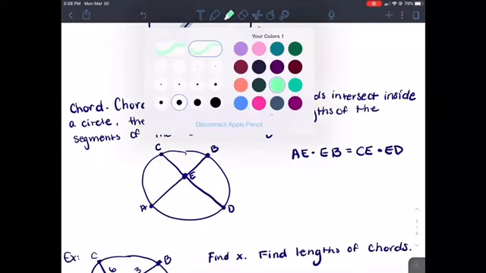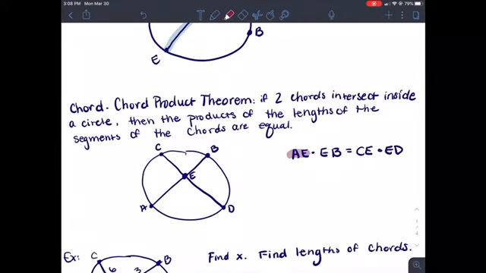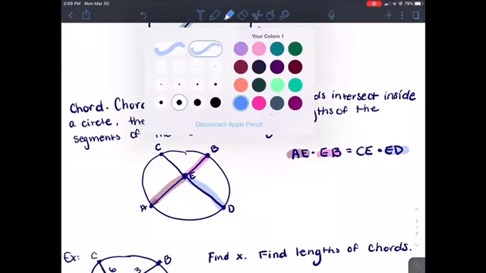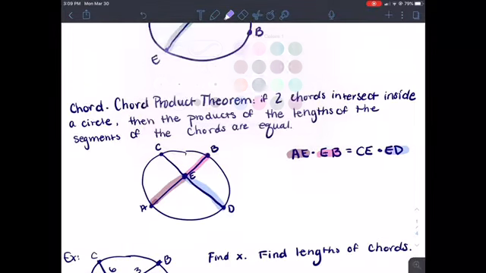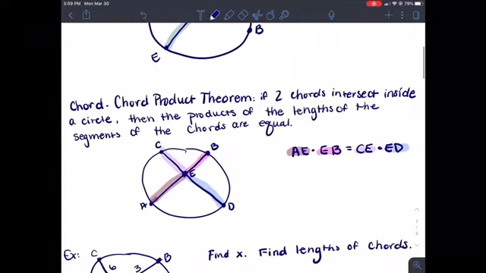I'm going to highlight this in different colors. We have AE right here, we have EB, we have light blue of DE or ED, and then the purple of CE. So when you have these chord lengths, if you multiply the two halves of one chord together, they will equal the product of the two halves of the other chord. You can use this to find the different chord lengths. Now we're going to do some examples.